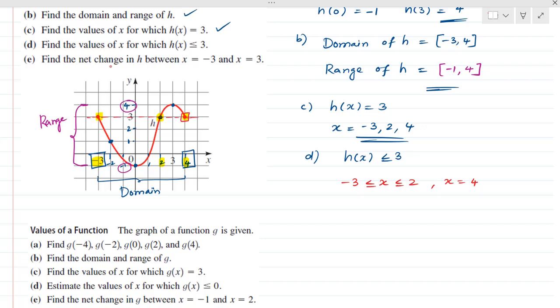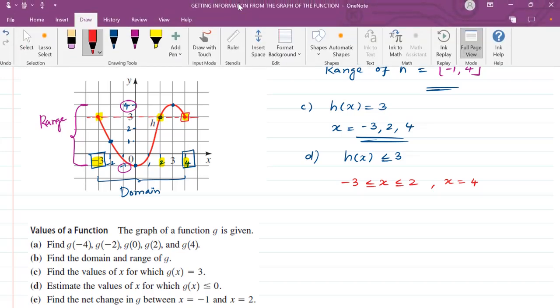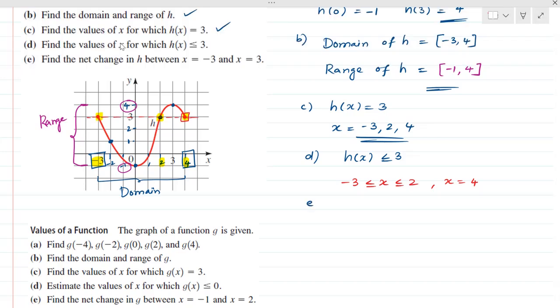Now the last one is the net change. The net change of h is equal to h of 3 minus h of minus 3. What is h of 3? H of 3 is equal to 4. This is a big point, which is 4. What is h of minus 3? H of minus 3 is equal to 3. So the answer is equal to 1. That's it.